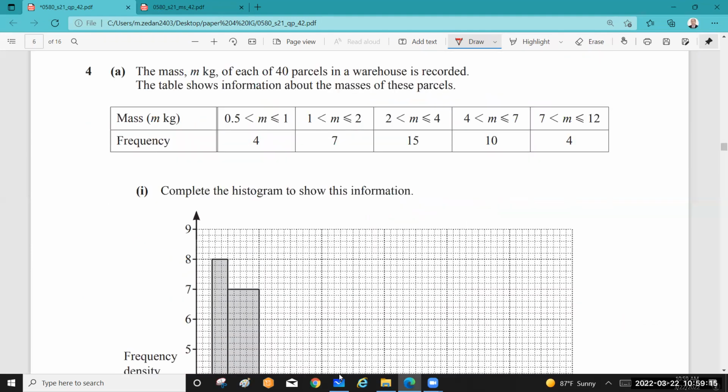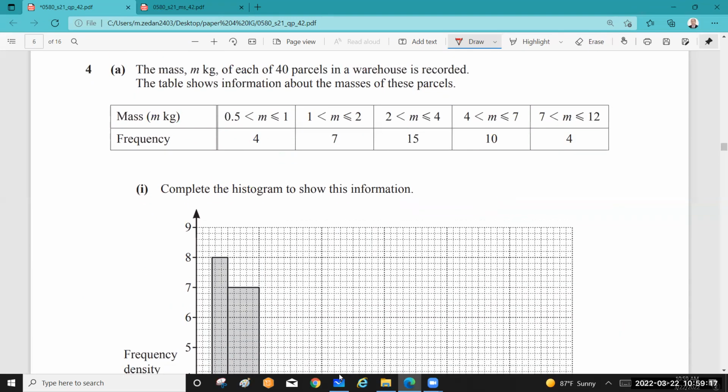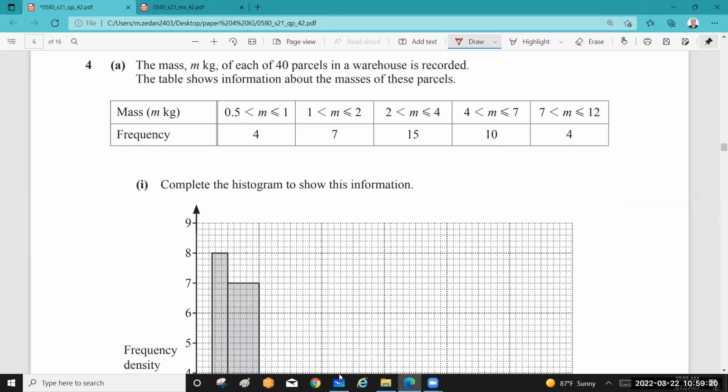If we go to the next question, this is a frequency table for the mass, m kilograms, of each of 40 parcels in a warehouse. The table shows information about the masses of these parcels in kilograms, from half a kilogram minimum until 12 kilograms. This is the frequency, or number of parcels in each group. Complete the histogram to show the frequency.